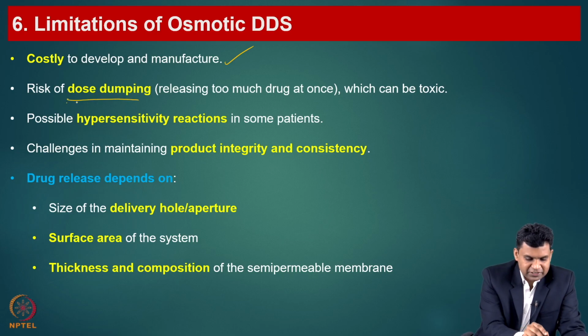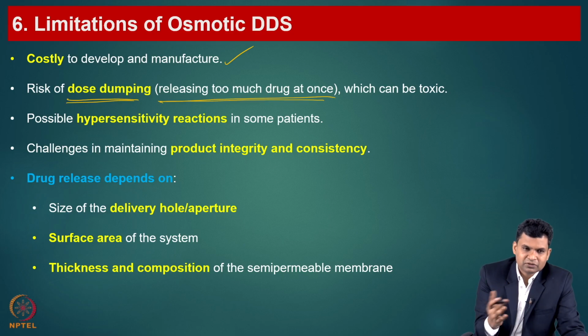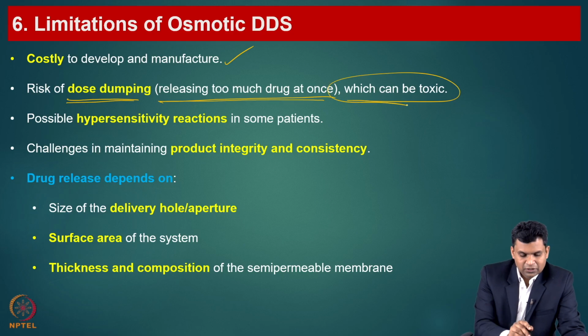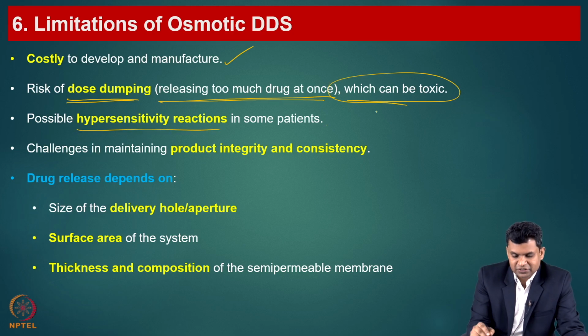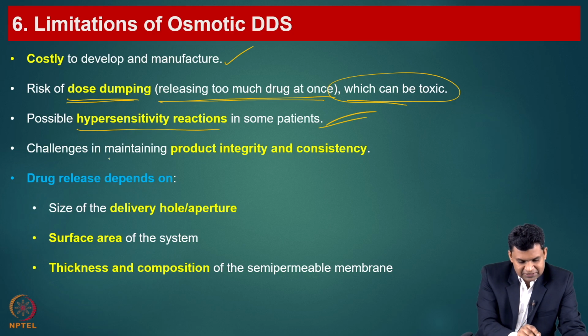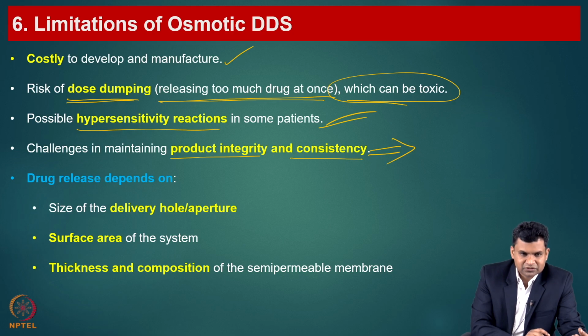So, dose dumping is one of the major problems. If any changes happen, the entire amount of the drug will be released at a time, like if it undergoes rupture or any leakage, or any mechanical strength changes or variation happens, so that can be toxic to the patient. Hypersensitive reactions are also possible in the patient because of the materials we are using. Challenges in maintaining the product integrity and consistency, yes, that may vary from patient to patient, and also in the response of those carriers within the human body.